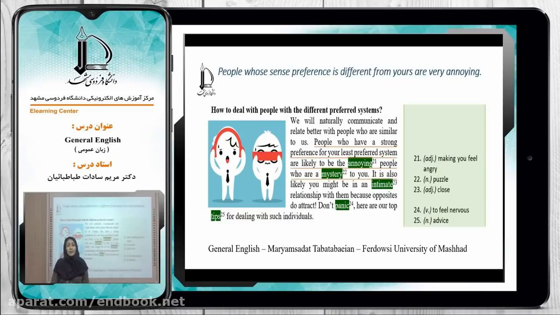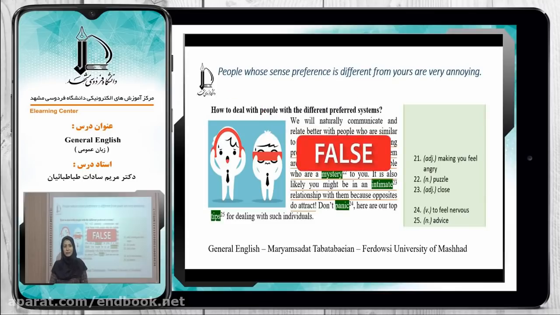it says, it is also likely you might be in an intimate relationship with them. What is an intimate relationship? It's very close, good friends. So, some of them may be annoying, some of them may be really good friends, because we are interested in differences. We are attracted to them. So, is the sentence correct? Are they all annoying? No. The sentence is false.